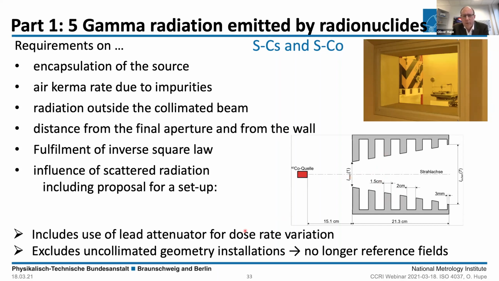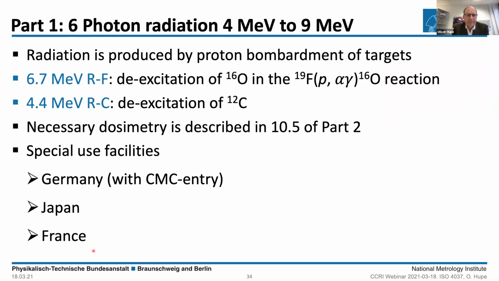What is new, you can use not only different radiation sources for different dose rates, you also can use one source and use different lead attenuators to reduce the dose rates. What is no longer included is the uncollimated geometry. So we have decided that this is no longer a reference field.